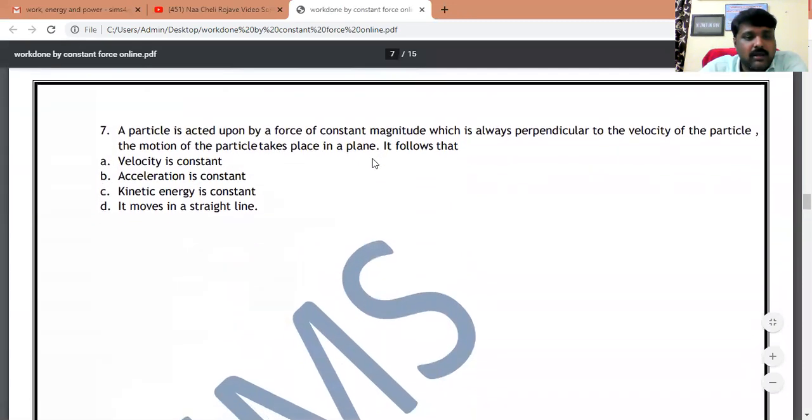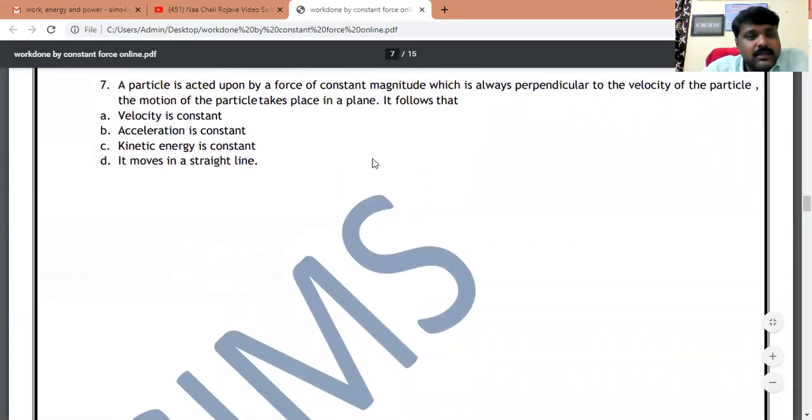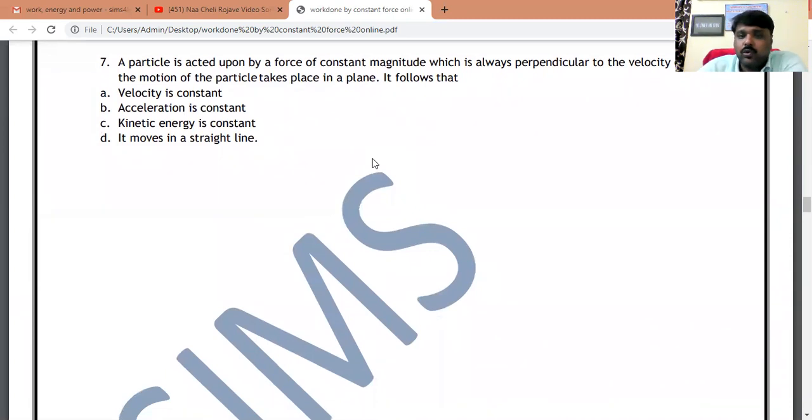Next numerical we have: a particle is acted upon by a force of constant magnitude, which is always perpendicular to the velocity of the particle. The motion of the particle takes place in a plane, two-dimensional. It follows that the first option, velocity is constant. Second option, acceleration is constant. Third option, kinetic energy is constant. And fourth option, it moves in a straight line.